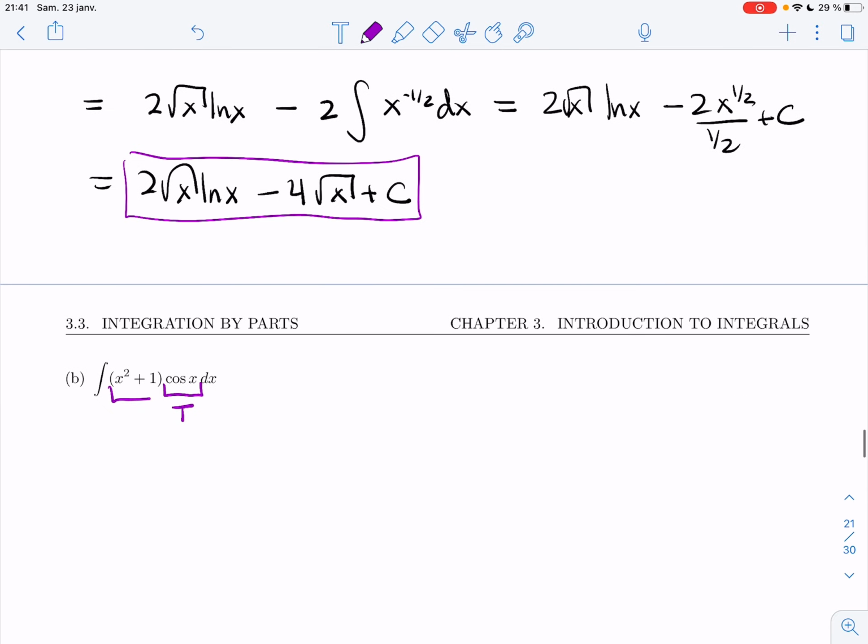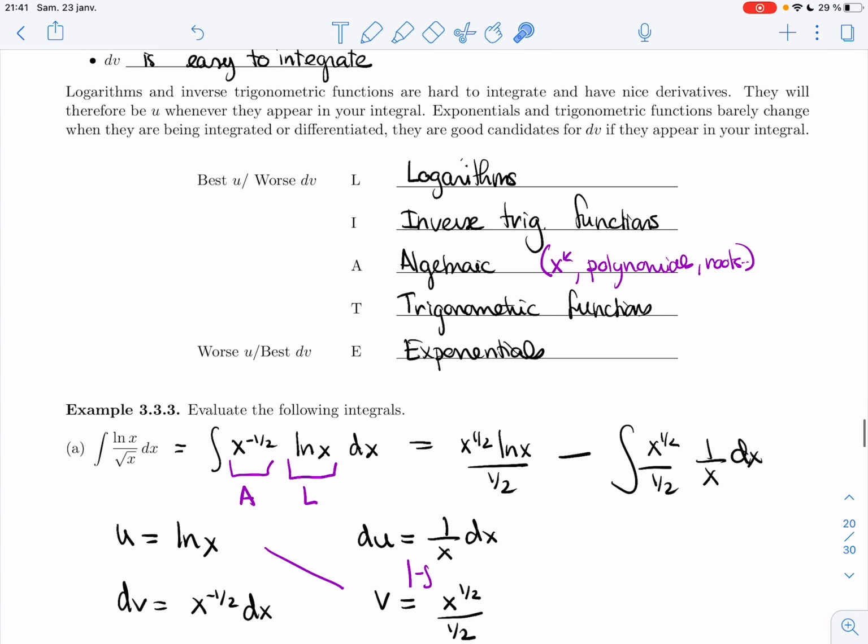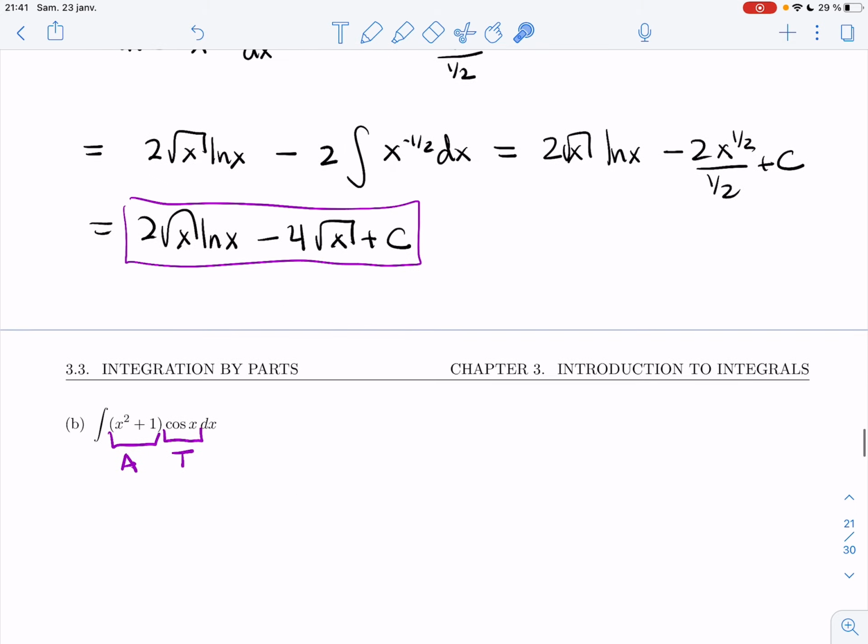So this part is A. So A is higher up than T, so that's going to be my U. Whatever is higher up, that's your U. So this one's U, this one is dV. All right, so we said U was x squared plus 1, dV was cos of x dx. You differentiate this one, you get 2x dx. You integrate that one. The integral of cosine is just sine.